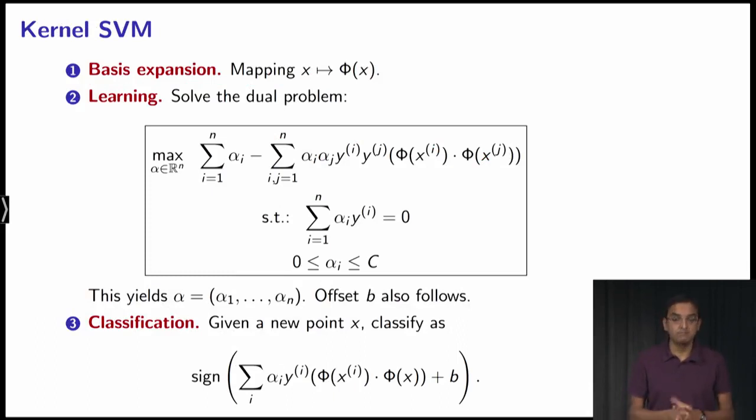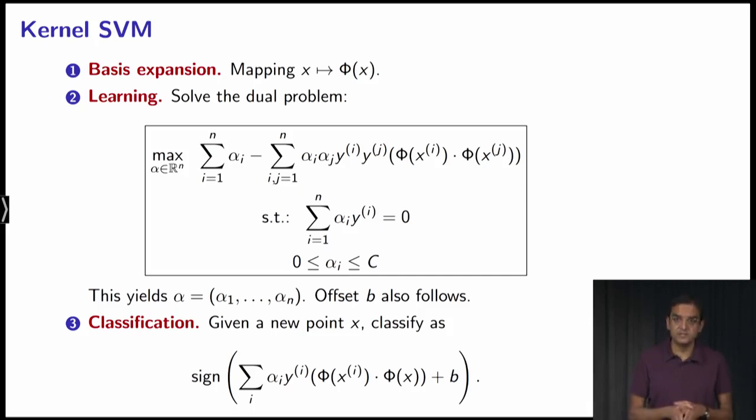Okay, so the first step is to choose a basis expansion. In our case, we would need to choose the degree of the polynomial. Once that's done, we learn a classifier by solving this optimization problem, the dual SVM optimization problem. Or more precisely, we don't solve it ourselves, we hand it over to a standard SVM package that returns a classifier to us.